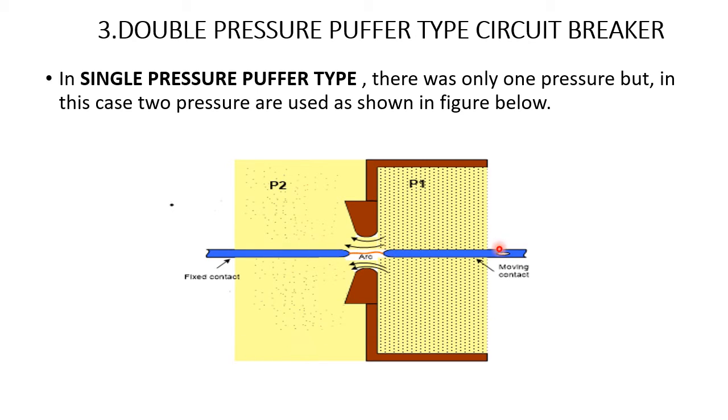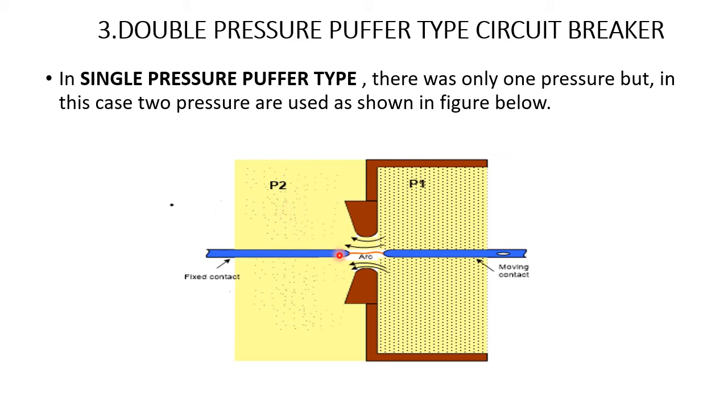These are the current carrying contacts, the moving contact and the fixed contact. The two nozzles are placed over the current contacts. These nozzles are made in such a way that the flow of gas speeds up when it passes through them. Now the SF6 gas is filled on both sides at different pressure levels, but the pressure P1 is greater than pressure P2. It means that the gas will flow from the P1 side to the P2 side.